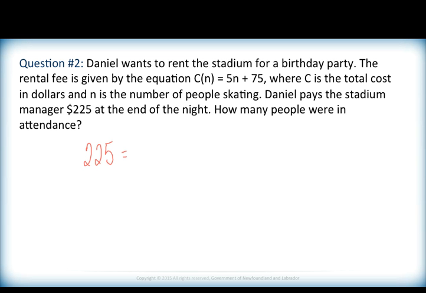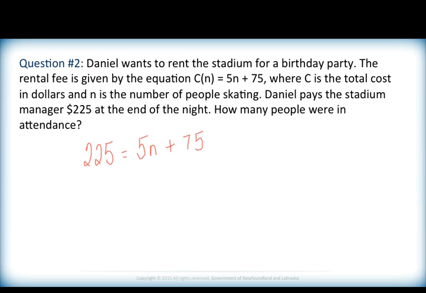Because what the question is actually asking us is how many people. So that is the variable n. So we need to solve for that variable. So we're going to leave 5n plus 75 alone. So this question is like the opposite compared to question 1. Now we need to find what value of n gives us an answer of 225.